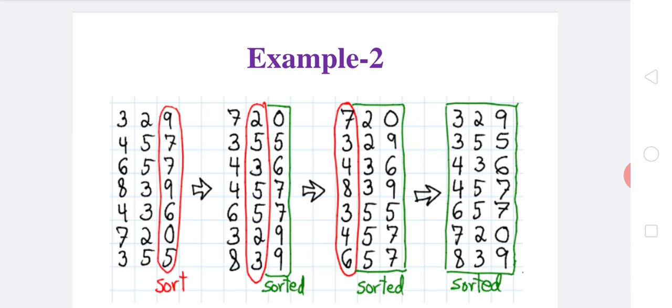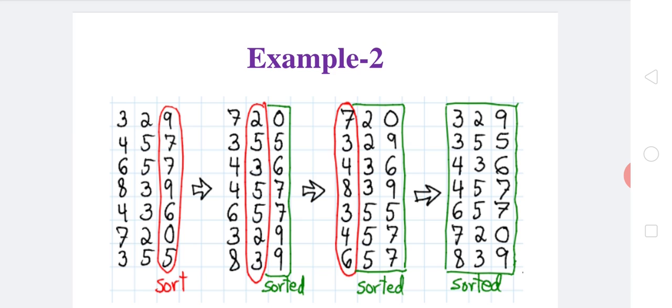Then we will place the next, which is 355. After 5, it will come 6. That's why 436 will be placed at row number 3. Then 457, then 657, then we will place 329, then we will place 839 in figure number 2.